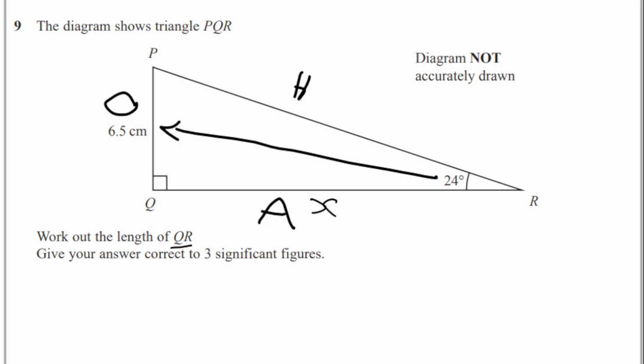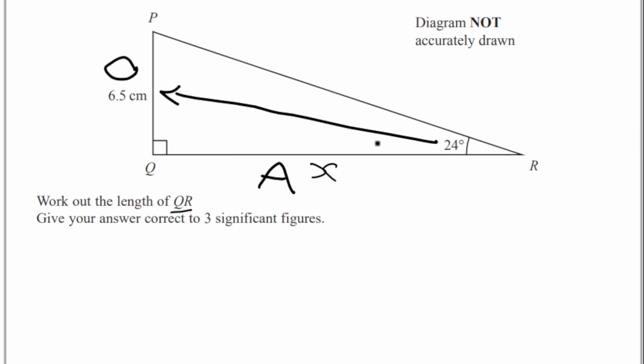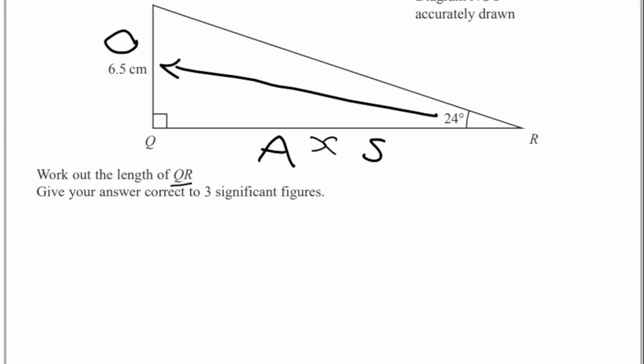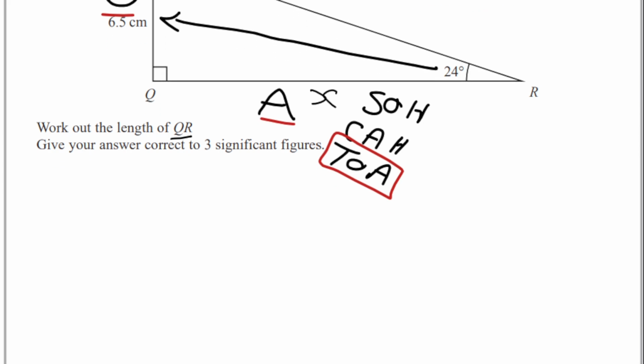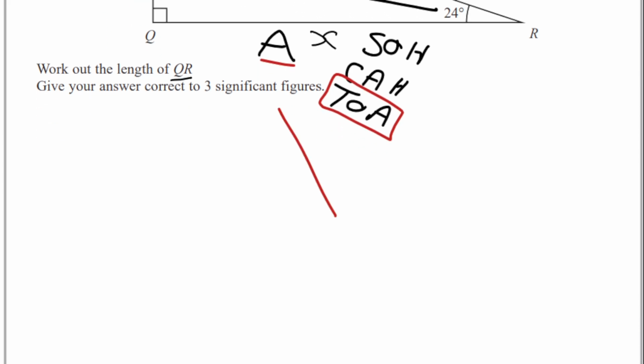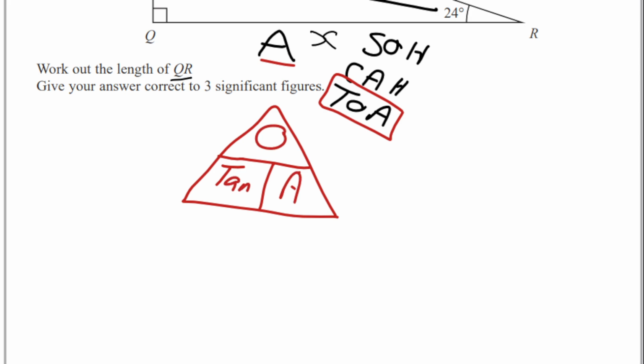Now, they didn't ask us to find the hypotenuse, and they didn't give us the hypotenuse, so we don't care about it. Now, SOHCAHTOA. Which one of these 3 has O and A? It's this one. So let's write the triangle down here. Tan comes here, opposite comes there, adjacent comes there.